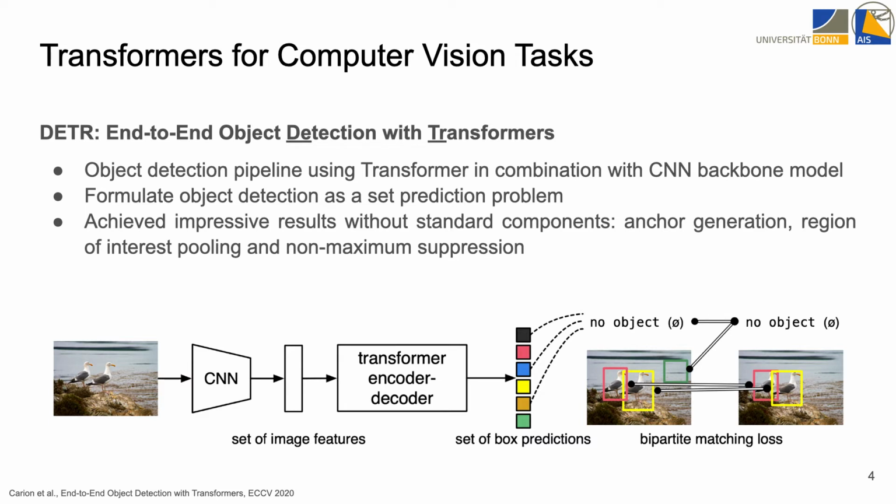Recently, transformers equipped with the multi-head self-attention mechanism are emerging to achieve state-of-the-art results in many computer vision tasks. For instance, DETR introduced an end-to-end differentiable object detection pipeline using a transformer in combination with a CNN backbone model. DETR formulates object detection as a set prediction problem. The model takes an image and generates a set of tuples with fixed cardinality, where each tuple consists of bounding box and class probability of an object.